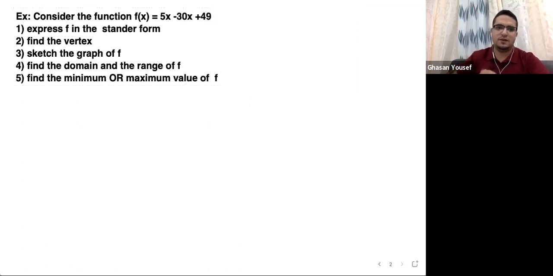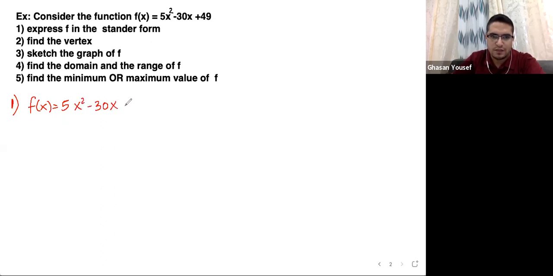Again, f of x equal 5x squared minus 30x plus 49. Okay, I'm going to do the first one, and I'm going to explain how I can convert this function to the standard form. So first of all, f of x equal 5x squared minus 30x plus 49.